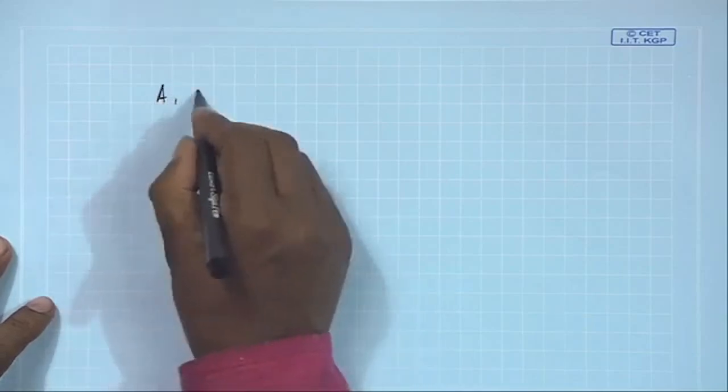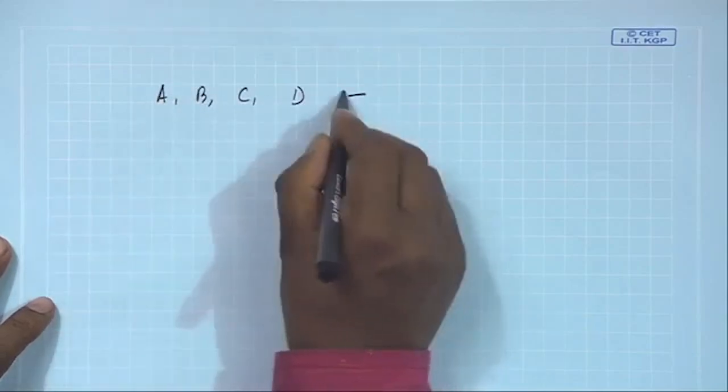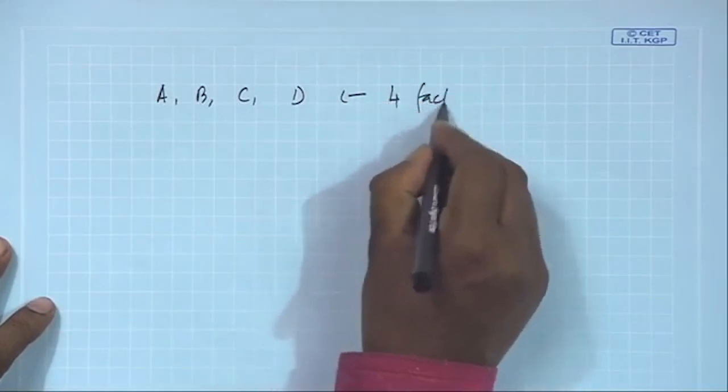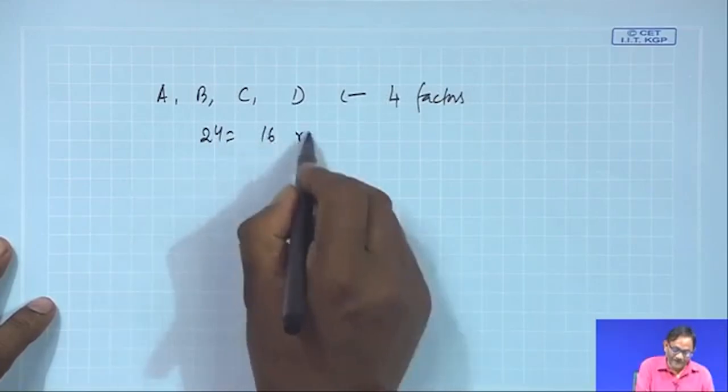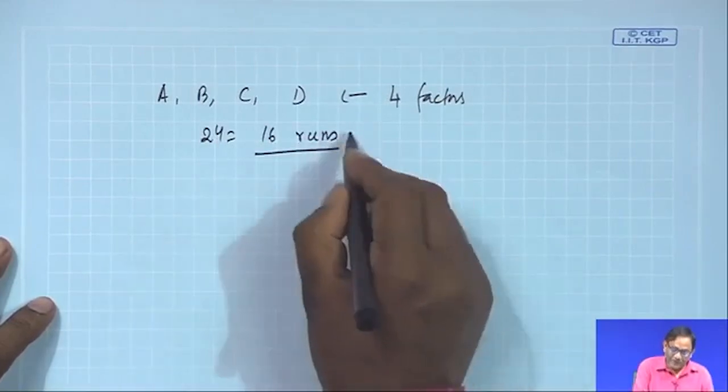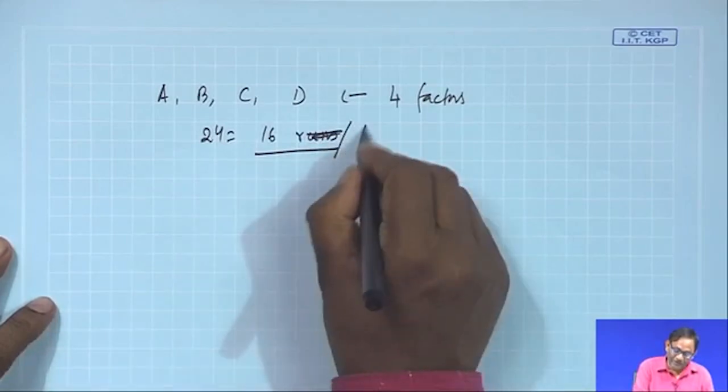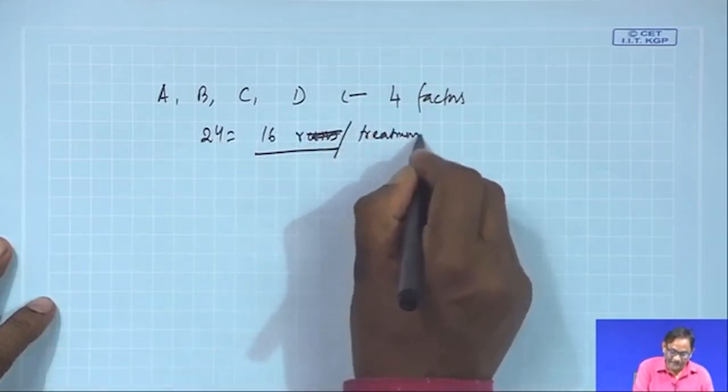Suppose you have A, B, C and D, four factors, each at two levels. So, 2 to the power 4 equals 16 runs, or 16 runs means 16 treatment combinations, let it be treatment combinations.